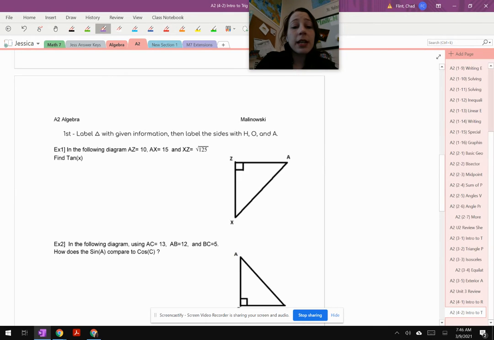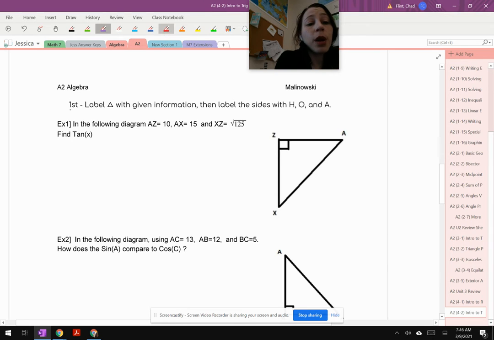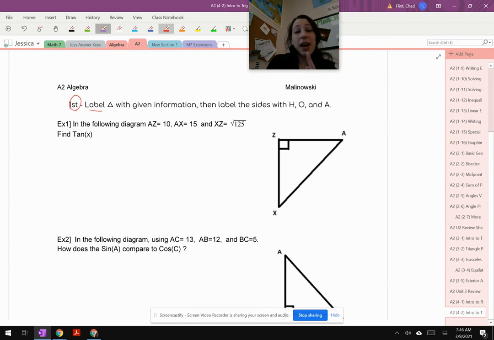All right, so we're looking at example 1 for A2 4-2. So here's just a little thing to start with. When you're looking at these problems, you're going to first label the triangle with the given information. You're going to be given some sides. Then you're also going to label those same sides with opposite, hypotenuse, and adjacent. It really doesn't matter which you do first. Just pick one and go with it.